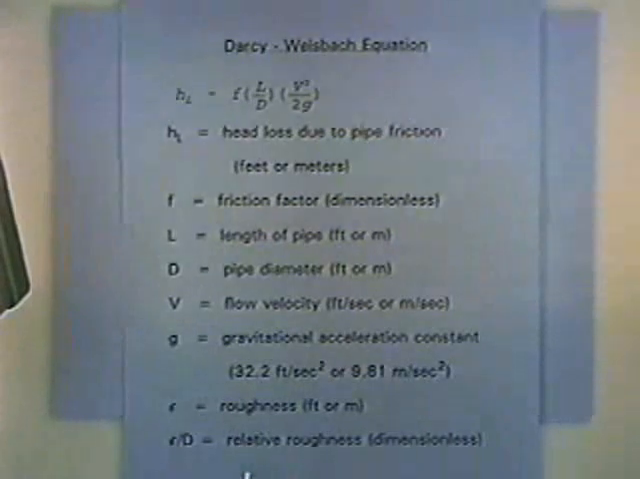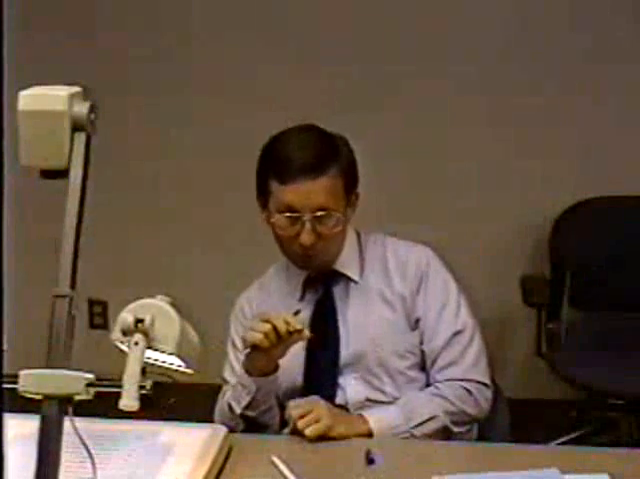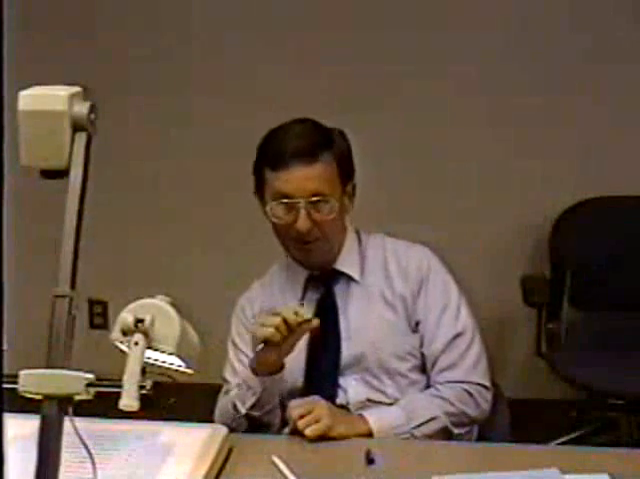Back in the old days, 30 years ago, when they were doing laboratory experiments, what they would do is glue sand on the inside of a pipe. And then this roughness was the height of the sand above the wall of the pipe. It's an average distance of the little roughnesses along the wall of the pipe is what it represents.